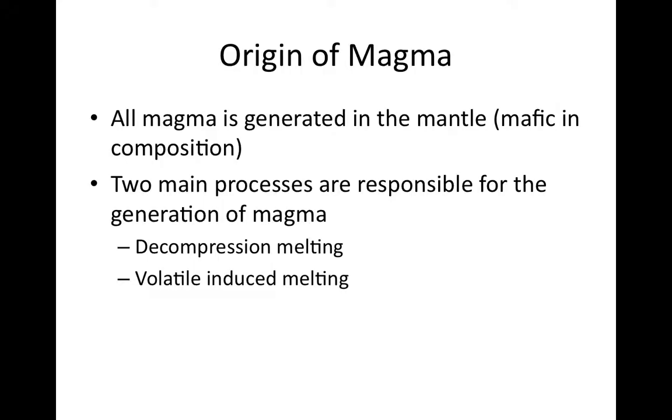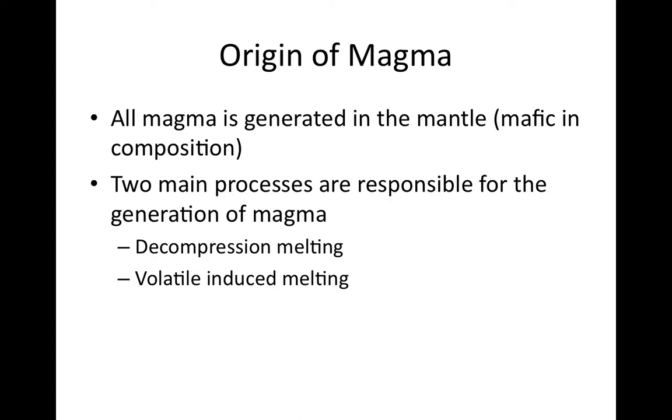Igneous rocks are formed from magma, but where does magma come from? So all magma is generated in the mantle, by the partial melting of mantle rock. And thus, mantle rock being extremely dense and having a lot of iron and magnesium, whenever mantle rock partially melts, it forms mafic magma. So all magma starts off being mafic in composition.